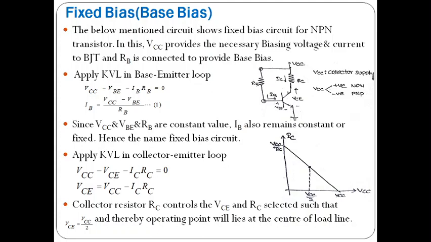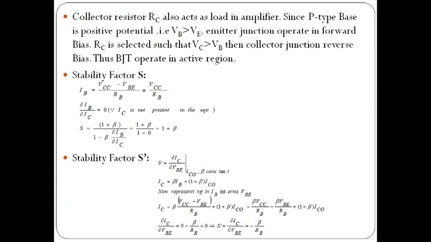Now we need to choose the collector current. This collector resistor RC also acts as the load in the amplifier. Since the P-type base is at positive potential, we know the base potential is greater than the emitter potential. Then the emitter junction is operating in forward bias. And RC is selected such that the collector junction potential must be greater than VB. Then the collector junction is in reverse bias. We know these two from the previous discussion also. So thus the BJT is in the active region.